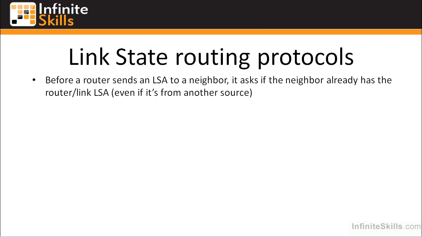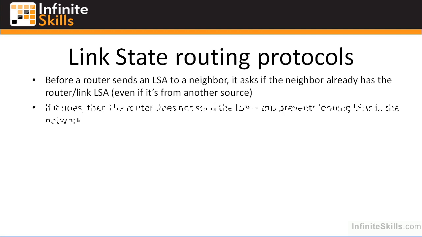However, link state routing protocols ask the neighbor router, hey, I've got this particular LSA for this router or this link. Have you heard about it already from another source? And if the neighbor says, yes, I already know about that route, thank you very much, then the sending router says, oh, no problem, I'm here if you need me. That one mechanism is really responsible for preventing flooded LSAs from looping over and over throughout the network. So that's what happens when a router starts up.